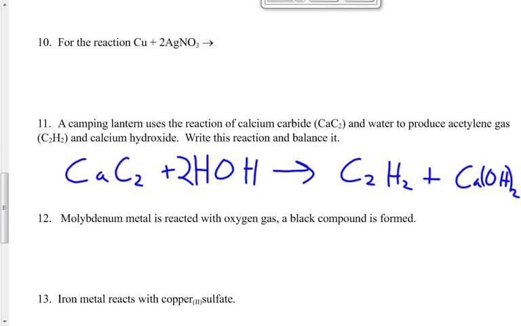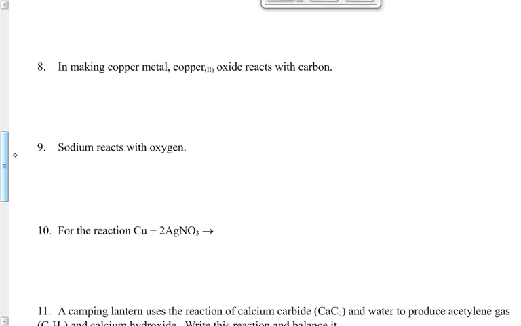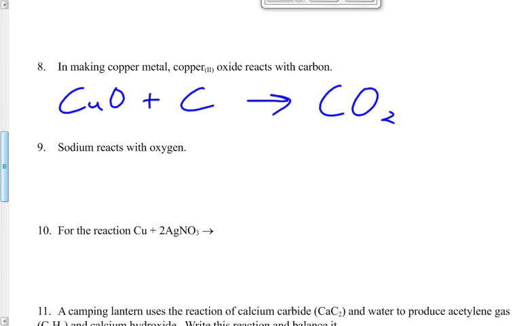Okay. Tasha? For number 8. Copper oxide reacts with carbon. So we're trying to make copper metal here. So we've got CuO plus C, and that's going to give us CO2 and Cu. It's not a true replacement reaction. It's one of the exceptions to the rules.